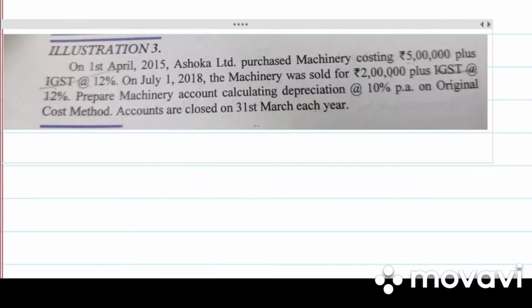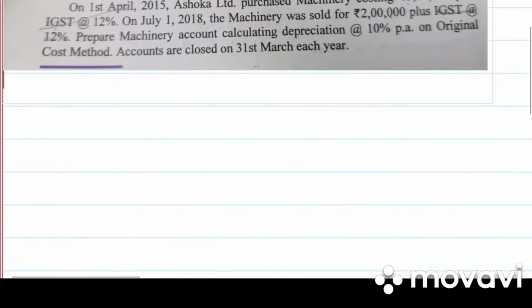Good morning, students. So let's continue with the chapter that is depreciation. Take down illustration 3. On 1st April, Ashoka Limited purchased machinery costing 5 lakh plus IGST 12%. On July 1st, the machinery was sold for 2 lakh plus IGST at 12%. Prepare machinery account calculating depreciation at 10% on original cost method.